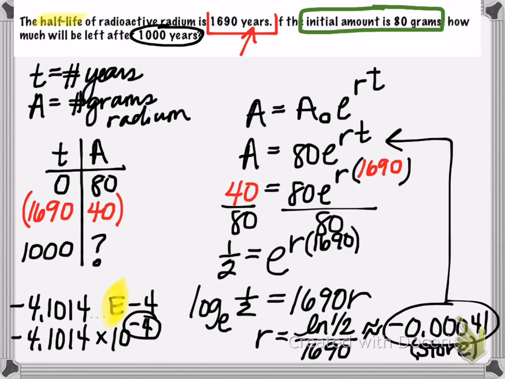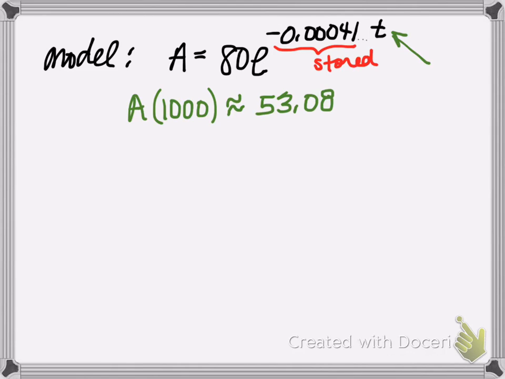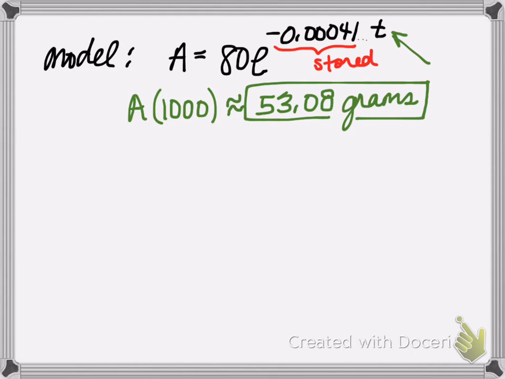So now going back to your original table, what we were asking for here, we were looking for how much was left after 1,000 years. Therefore, we're going to just input 1,000. Written in function notation, that would just be A of 1,000. So now you'll input 1,000 in for T using your stored value for R, and then you should get an answer of approximately 53.08, and this was the amount of radium, which was measured in grams. So we would end up with 53.08 grams of radium after 1,000 years.